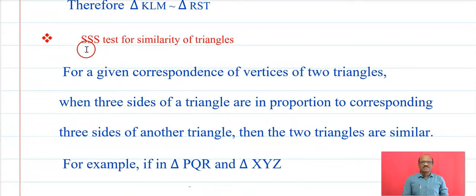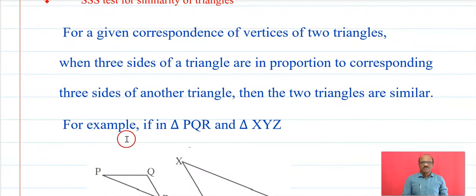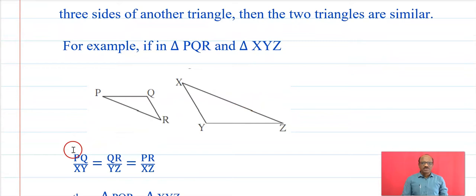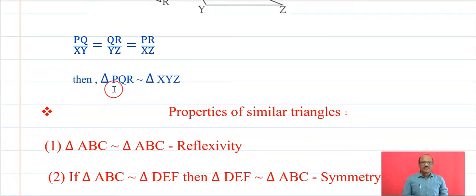And the next is the SSS test for the similarity of triangles. For a given correspondence of the vertices of two triangles, when three sides of a triangle are in proportion to the corresponding three sides of another triangle, then the two triangles are similar. For example, in triangle PQR and triangle XYZ, if PQ/XY = QR/YZ = PR/XZ, then triangle PQR is similar to triangle XYZ.